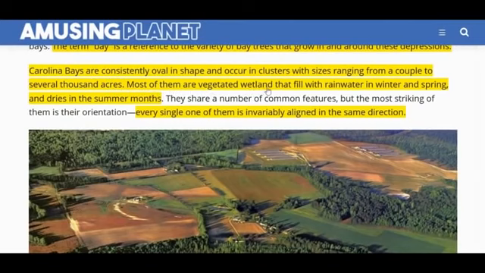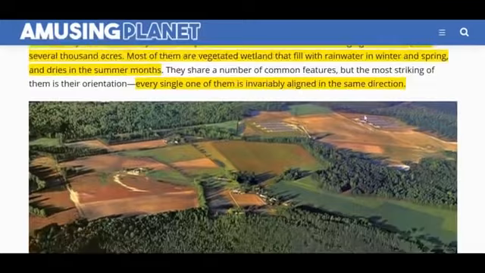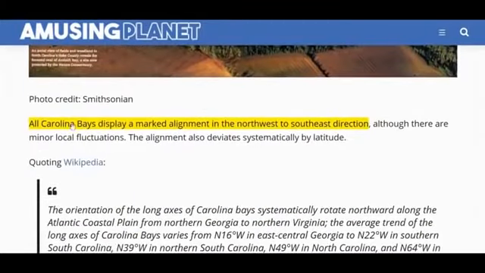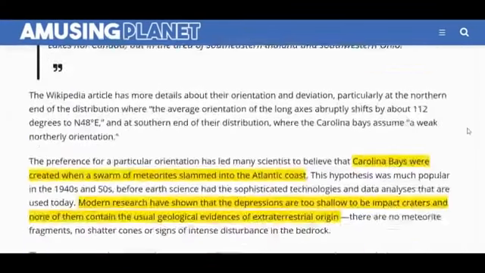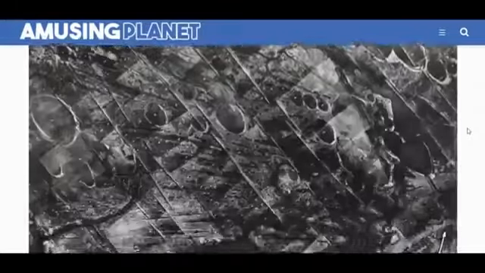Most of them are vegetated wetlands that fill with rainwater in the winter and spring and dry in the summer months. Now, this is a big point here. Every single one of them is invariably aligned in the same direction. All Carolina Bays display a marked alignment in the northwest to southeast direction. And let me show you a graphic of that.